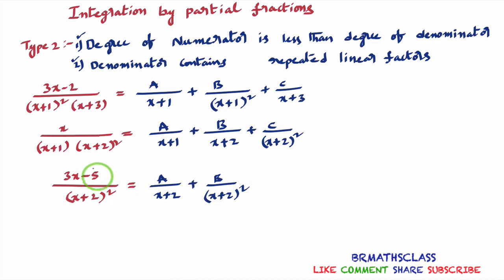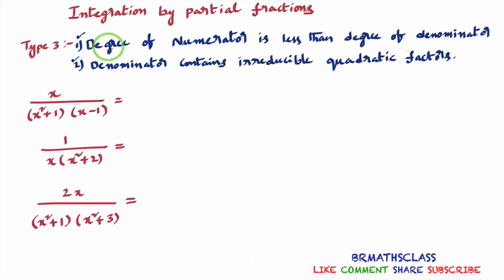It is important, after seeing the rational function, you need to identify that it comes under type 2: degree of numerator is less than degree of denominator, and denominator contains repeated linear factors. See here, type 3, first point, degree of numerator is less than degree of denominator. In type 1, type 2, type 3, the first statement is the same, because we are discussing proper functions only. What is a proper function? Degree of numerator is less than degree of denominator. You observe here, degree of numerator is 1. When we multiply these two things, you will get degree of denominator as 3. So here the first point is okay.